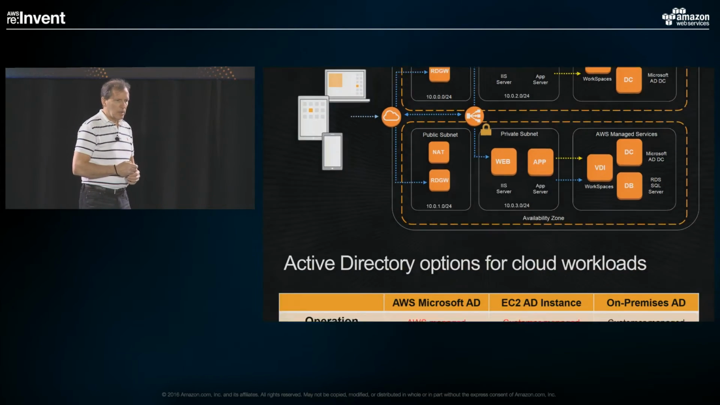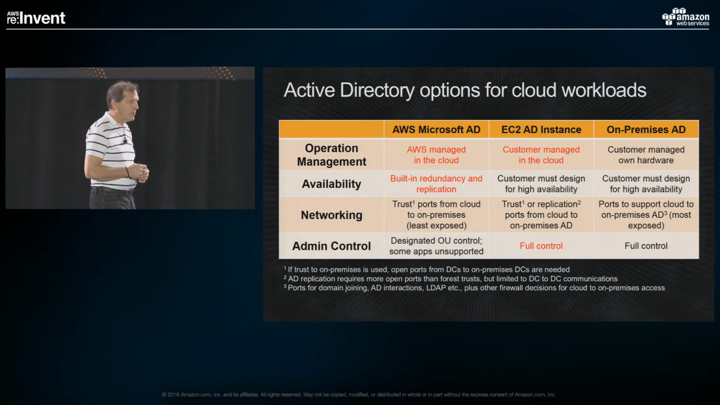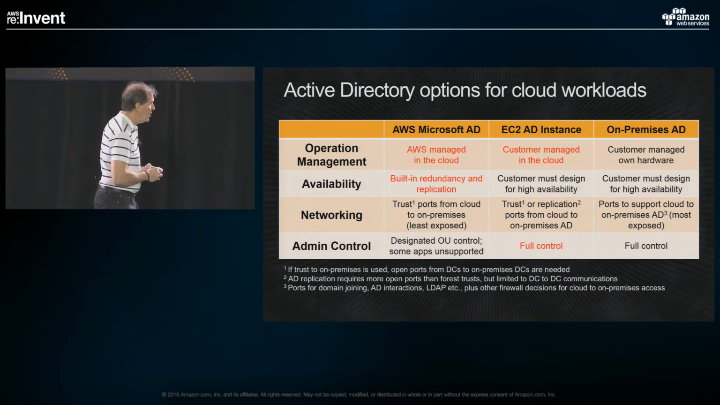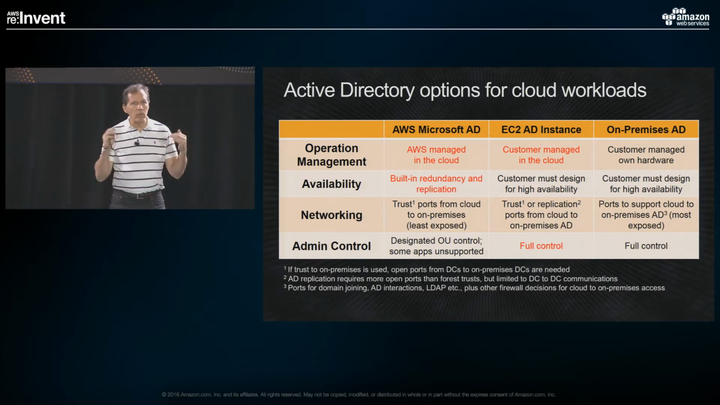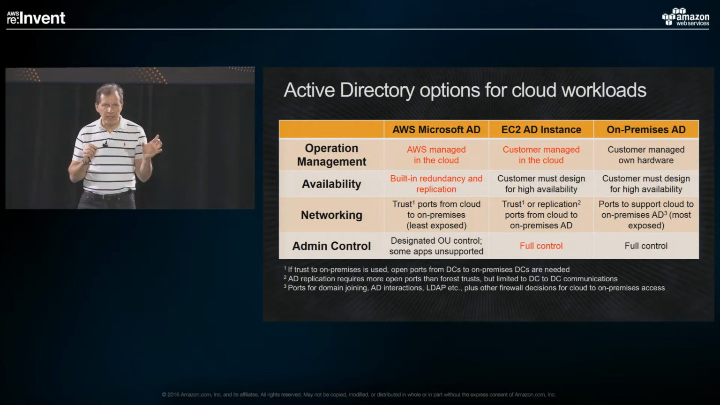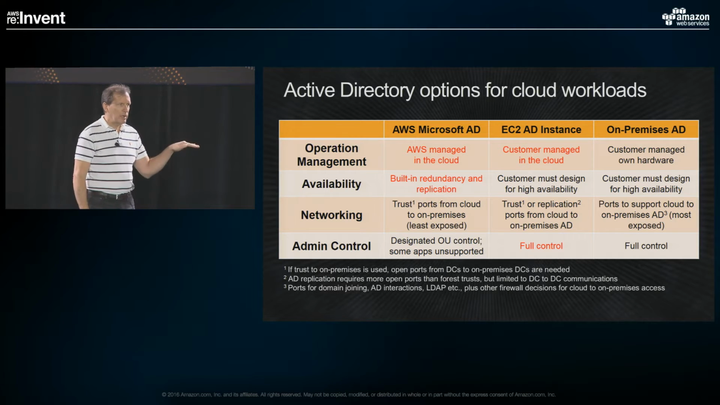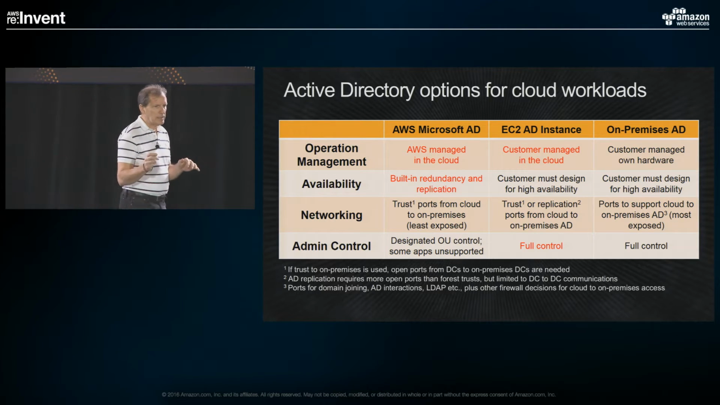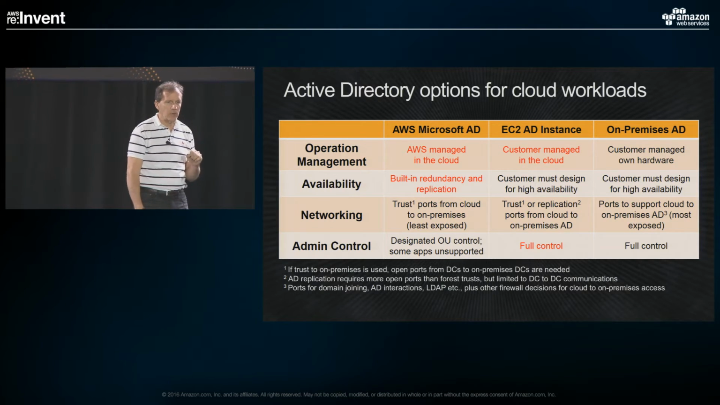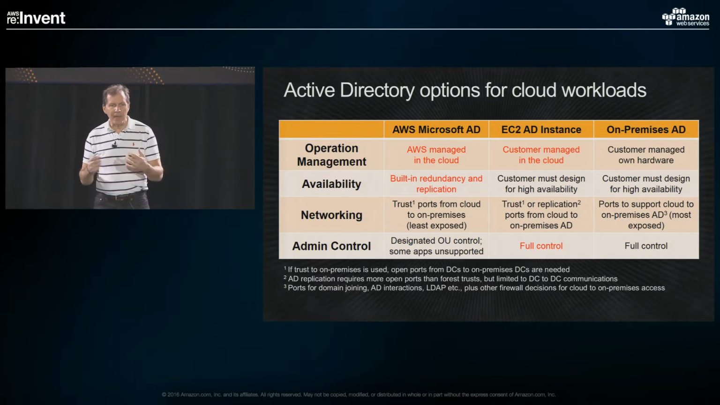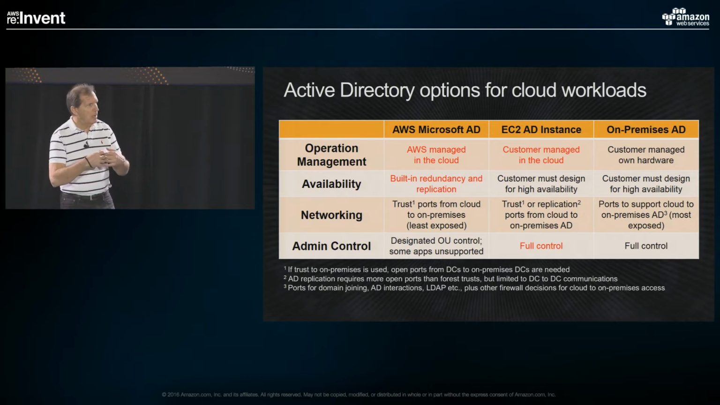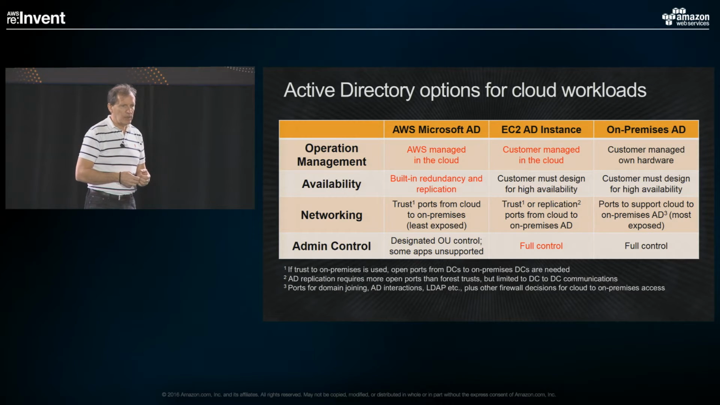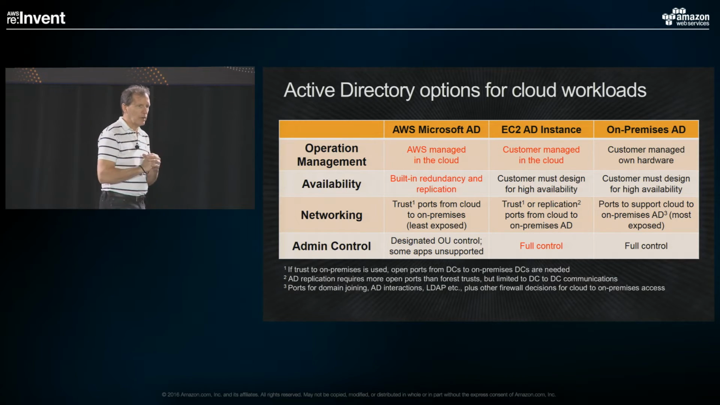All right, so let's go ahead and talk about these different options and what some of the trade-offs are here. I'm going to go each row one at a time and talk a little bit about each cell. So if we look at operations management, and we start on the right side looking at on-premises Active Directory, in that situation, you're managing everything. You manage the hardware, you manage the configuration, you manage the availabilities of how you're going to do that, everything. You're doing all the work.